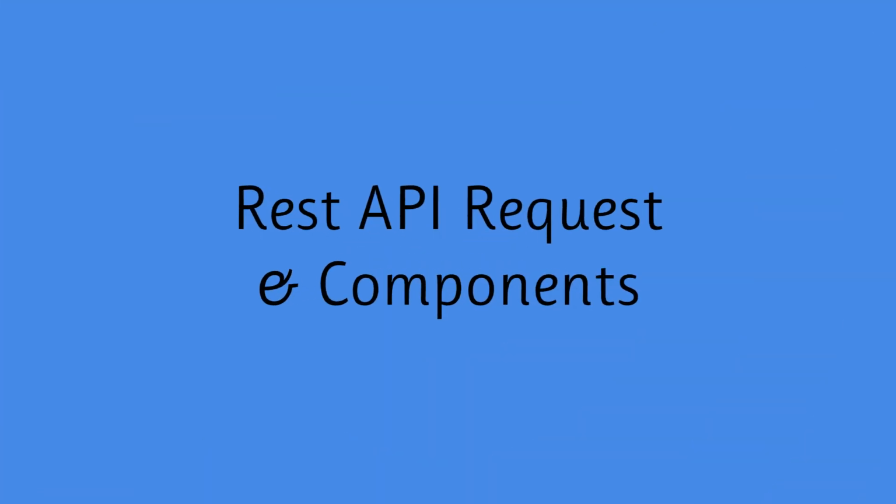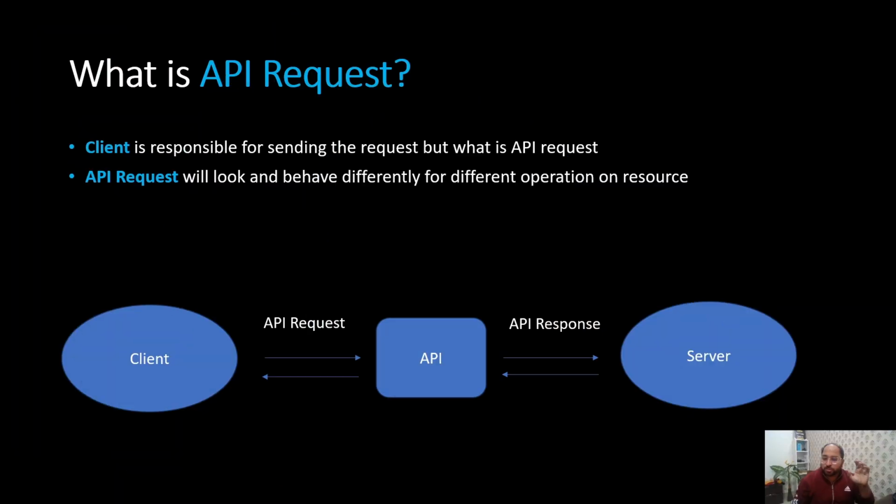So what is API request? As we already discussed the concept of client and server, the client is an entity which wants to utilize the resources of the server, and the client needs one intermediary, which is API, in order to talk to the server. Now what is API request? As we know, the client is responsible for sending the request. So the request that the client is going to send is known as API request. Now what is the API request?